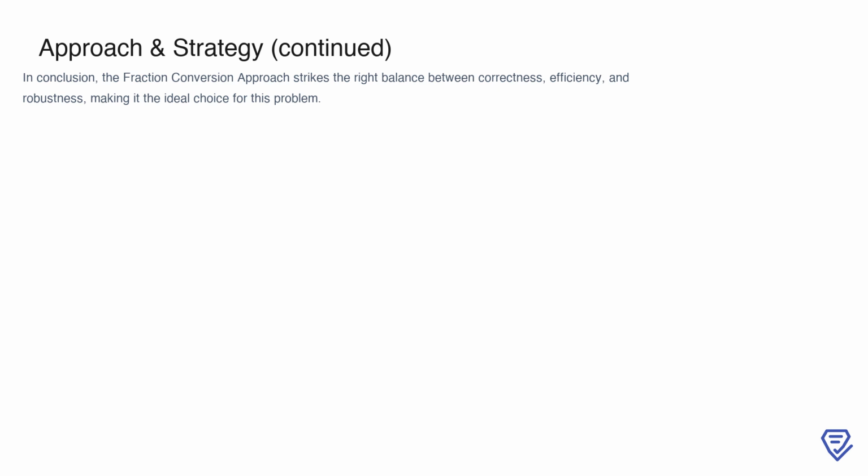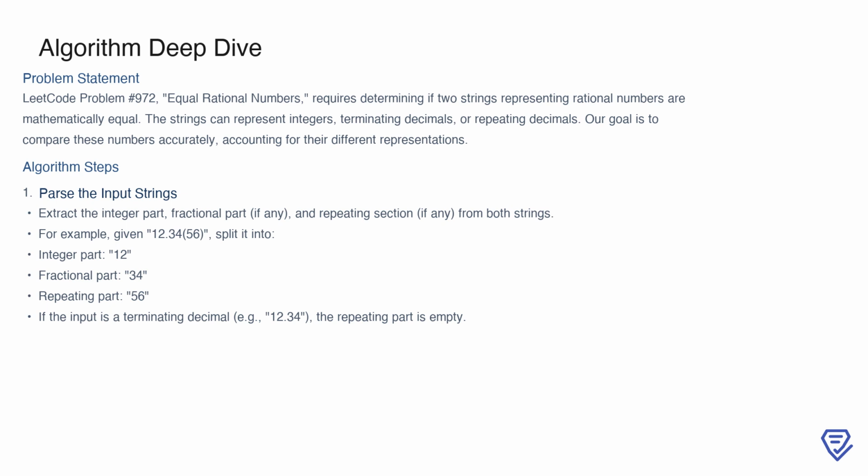In this problem, we are tasked with comparing two strings that represent rational numbers to determine if they are mathematically equal. The challenge lies in the fact that these numbers can be represented in different formats: integers, terminating decimals, or repeating decimals. For example, the string 12.3456 includes an integer part, a fractional part, and a repeating part.